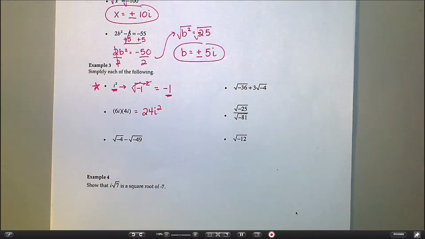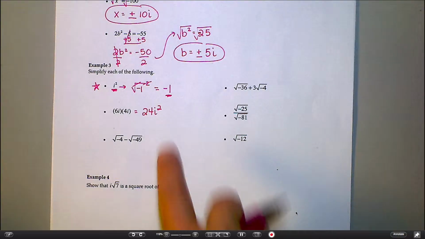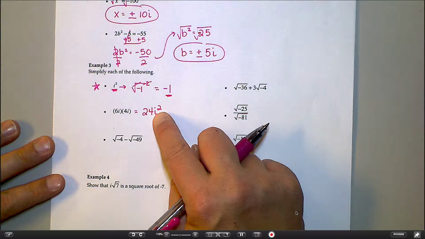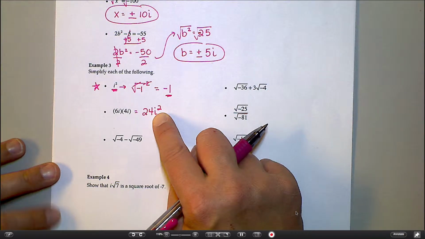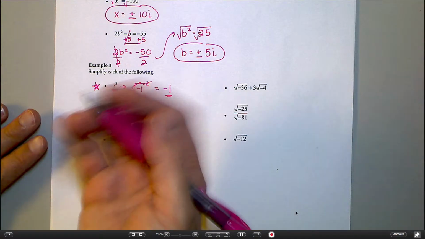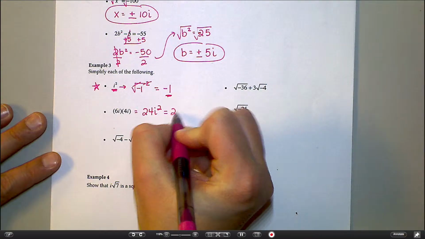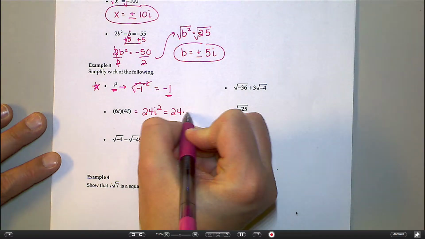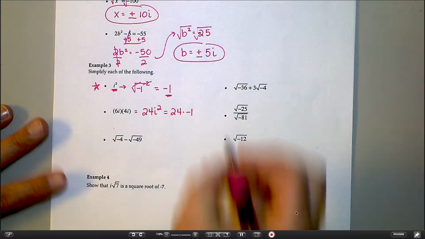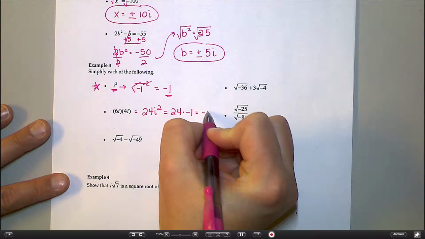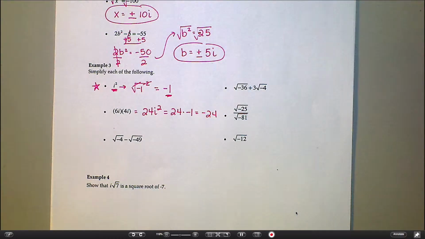I'm going to do it kind of step by step, but you're right. So first of all, is everyone okay with where 24i squared would come from? So 6 times 4 is 24. i times i gives you i squared. Then we just said a second ago that this i squared is really a negative 1. Again, I don't know that you would need to write this every single time you do one of these, but maybe just so you remember where this came from. This is really 24 times negative 1, which is negative 24 as an answer.